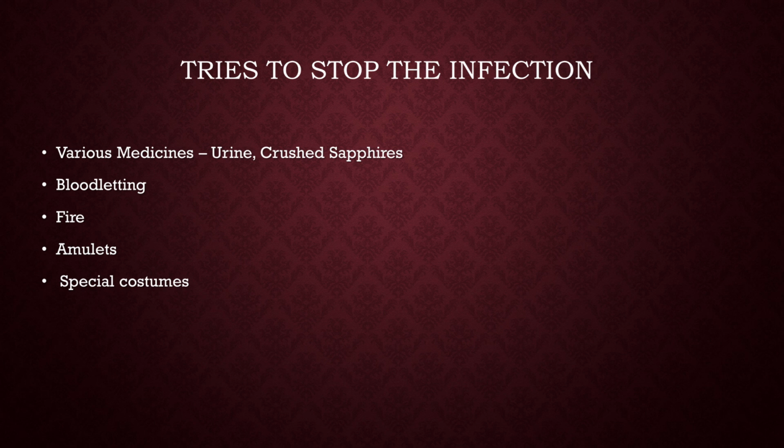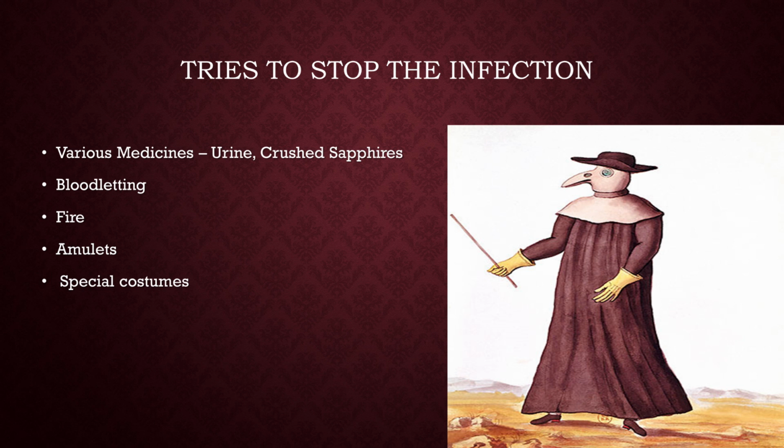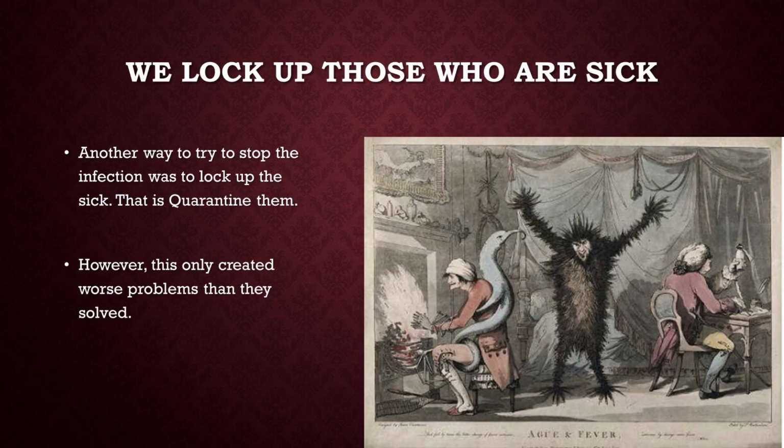There were various tries to stop the infection. Stuff like medicine in the form of urine or crushed sapphires didn't work, obviously, but still. Bloodletting, fire, amulets with holy spells and stuff like that, and the famous special costumes in the form of crows or birds. They thought that these costumes could basically scare the plague away. They also tried to lock people inside, that is, to quarantine them. And during this time is the start of the word quarantine.